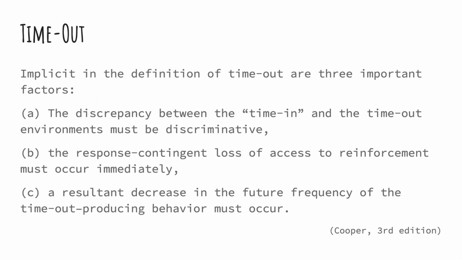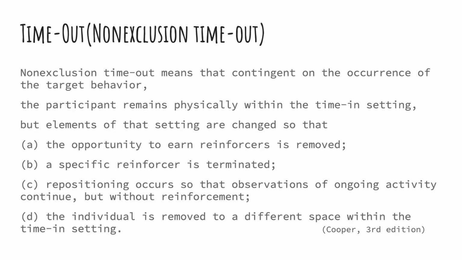Timeout is a widely recognized negative punishment intervention. Implicit in the definition of timeout are three essential factors: discriminative environments, immediate loss of reinforcement access, and a resultant decrease in the behavior that led to timeout. Timeout can be implemented in various forms, including non-exclusion and exclusion timeout. Non-exclusion timeout involves changing elements of the environment without physically removing the individual. Let's talk about each element with an easy example.